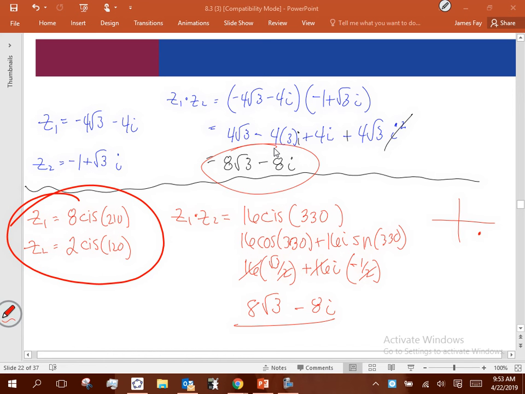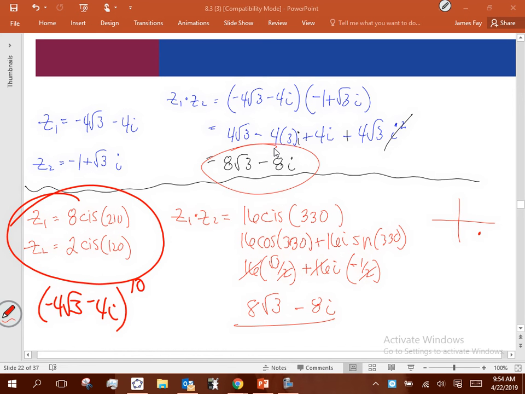Okay? However, when we are maybe multiplying 3 or 4 or 5 things together, or I'm taking negative 4 root 3 minus 4i raised to the 10th power, the red stuff is going to be so much quicker than the blue stuff. Does that make sense? Okay.